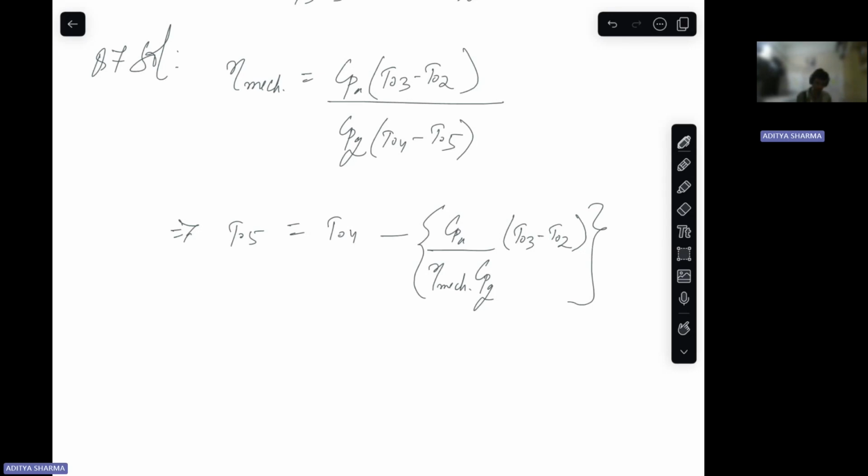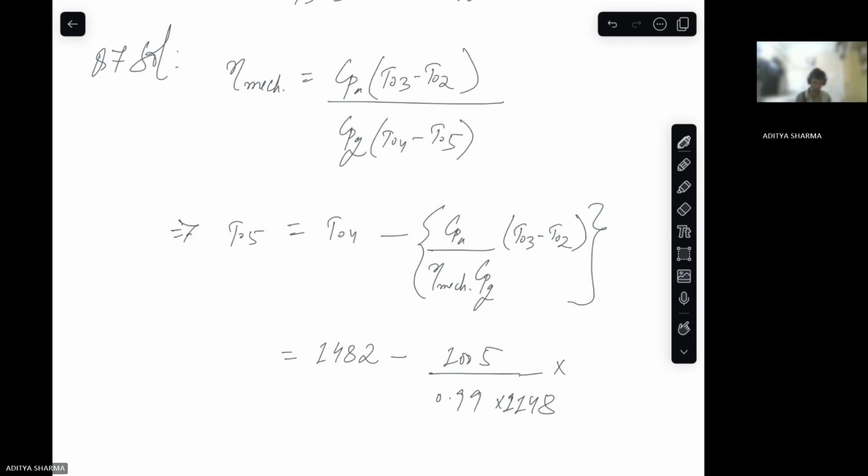So T04 is given to us, maximum cycle temperature 1482 Kelvin, minus 1005, efficiency is 0.99, CPG is 1148. Then P03, you have not calculated P03 yet, so just wait to put values.